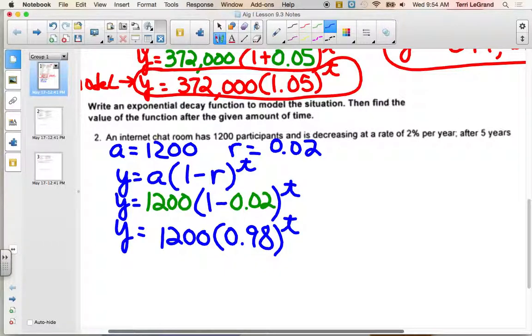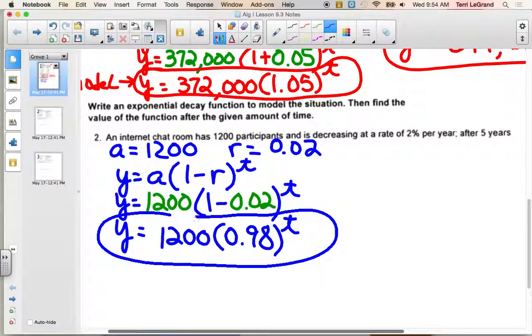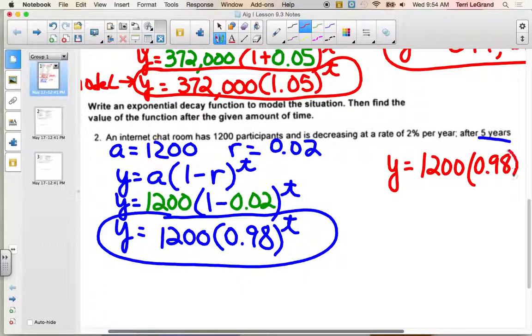That's our model for this situation, so it's one of our answers. The only thing that got replaced was the A and the R. The Y and the T should still be in there. Then we will use our model to see what the number of participants would be after 5 years have gone by. So now we'll substitute in 5 for T and calculate that.